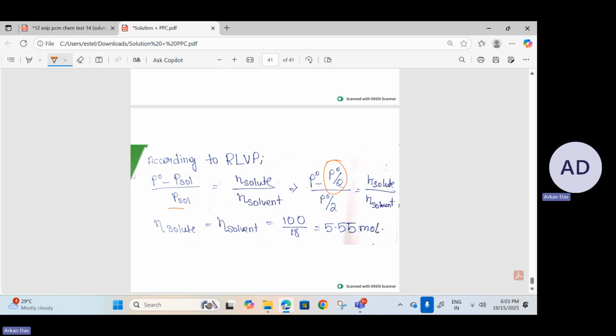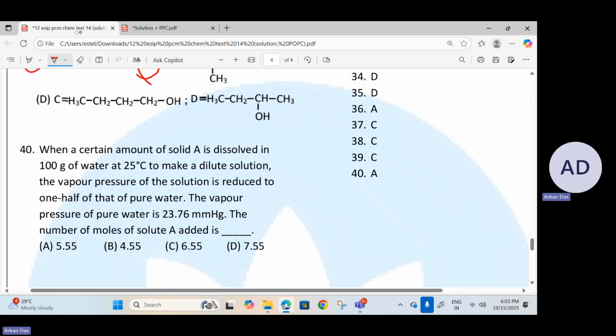And if we go for the relation and put the values, we are going to get 5.55 mole as the answer, because here it will be P naught minus P naught by 2. So P naught by 2, P naught by 2, the whole thing will get cancelled out. So 1000 by 18 is going to come, 1000 by 18 is 5.55 mole. So the correct answer for the last is 5.55.